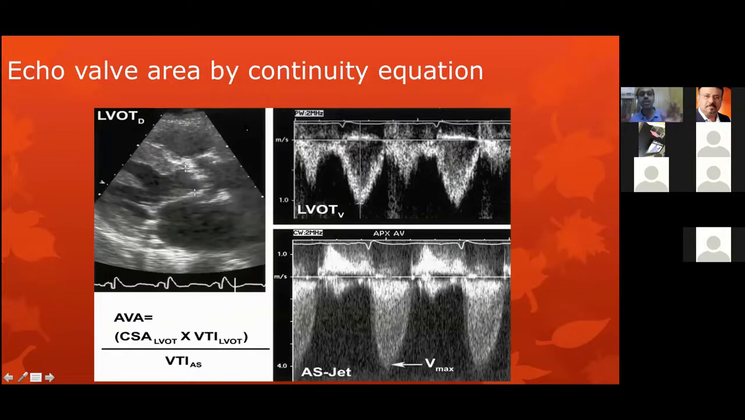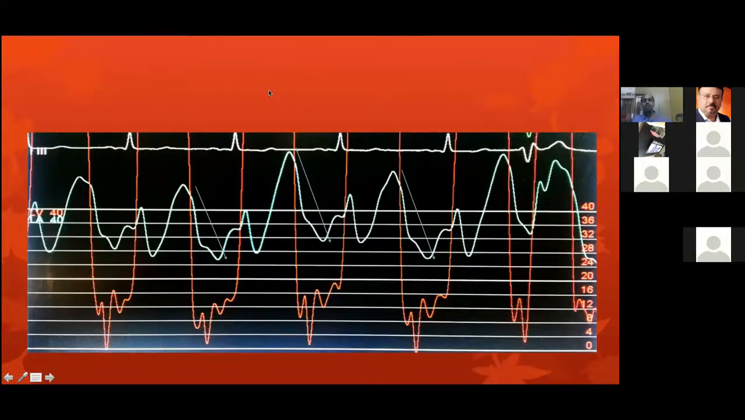Whereas in echo it is by the continuity equation, which is the cross-sectional area into the VTI at the inflow is equal to the cross-sectional area into the VTI at the outflow. Basically, they are two different principles.